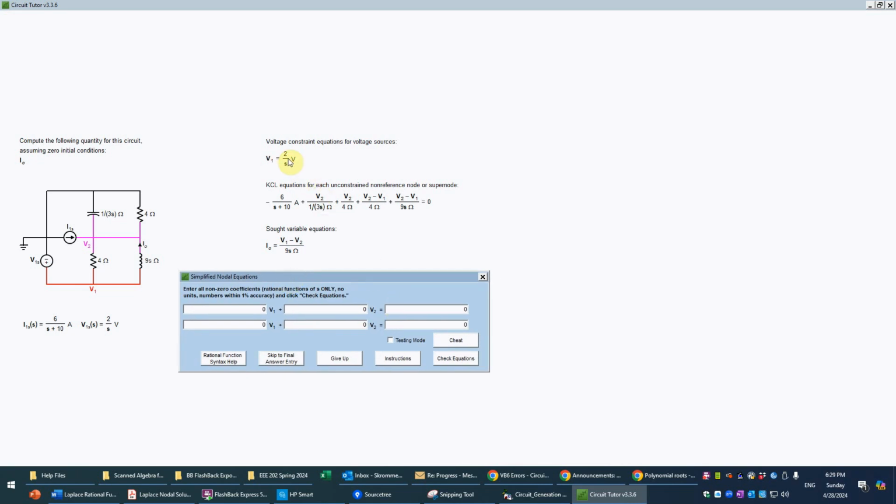Okay, so for the V1 equation, that's quite simple. We just need 1 times V1, and then the default 0 times V2, and that value on the constant side is just going to be the 2 over s. And now we have to put this into standard form. So let's do that on paper here.